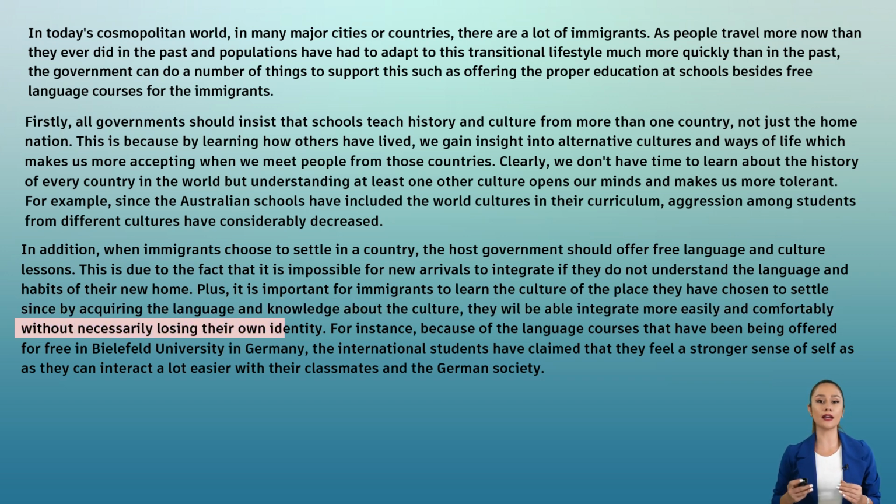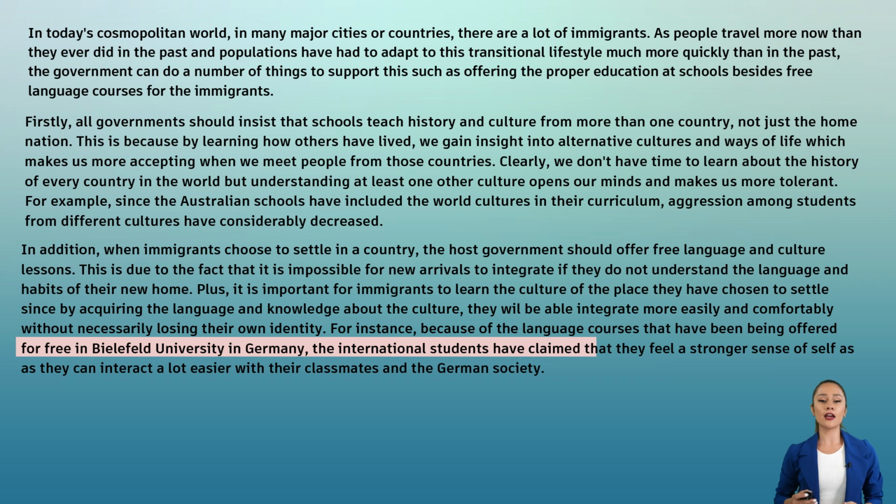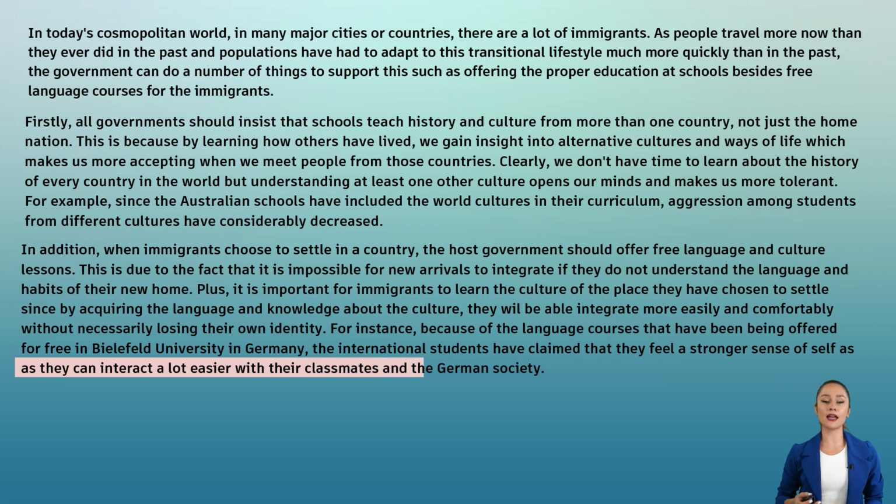losing their own identity. For instance, because of the language courses that have been being offered for free in Bielefeld University in Germany, the international students have claimed that they feel a stronger sense of self as they can interact a lot easier with their classmates and the German society.